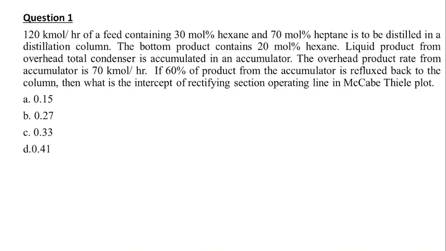So here the feed flow rate is given, 120, and the mole fraction of the more volatile component, that is hexane, is given, which is represented by XF, and the bottom product contains 20 mole percentage hexane, so this is XB. Also the distillate flow rate is given by D. And we are asked to find the intercept of rectifying section operating line.